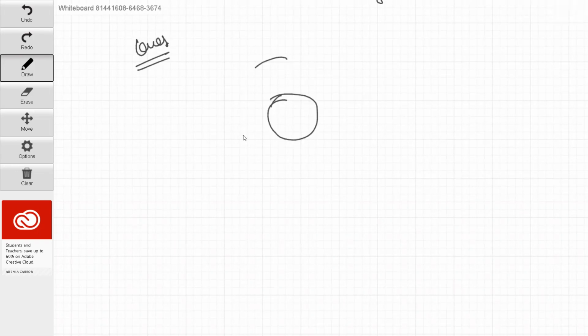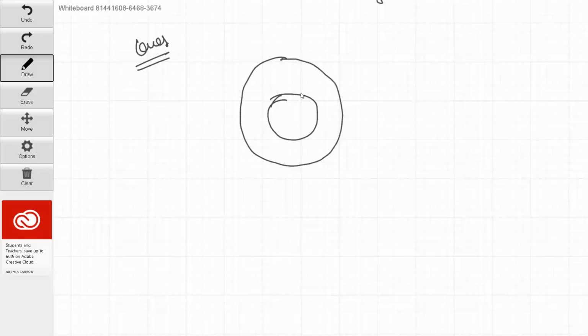Now, we have to practice some questions. So suppose this is Q, this is minus 2Q. This is radius R. This is radius 4R. This is the center point called O.